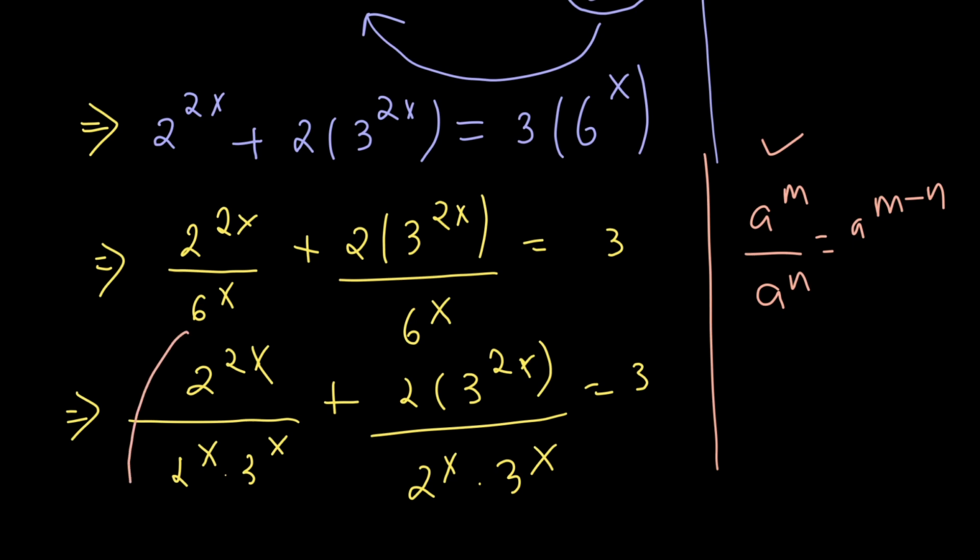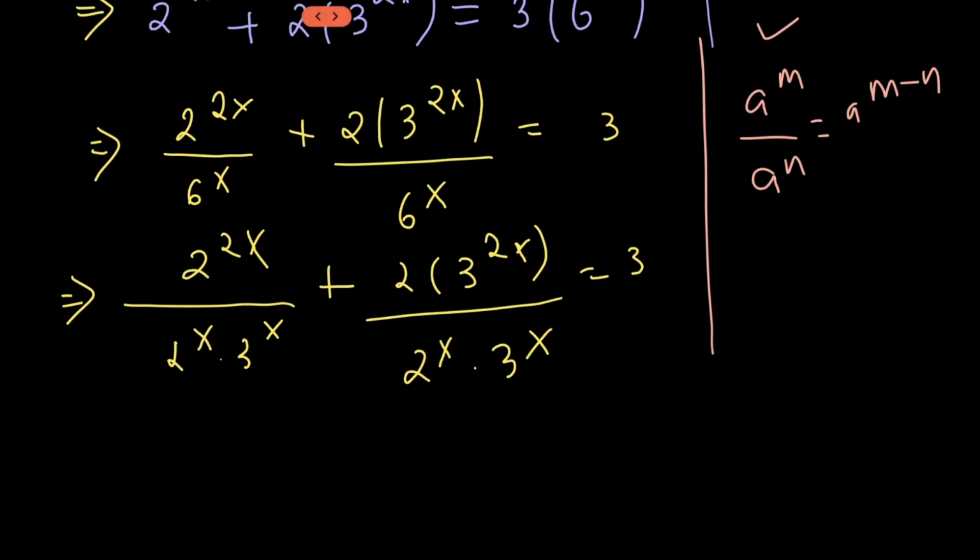We have 2 to the power 2x divided by 2 to the power x. The bases are same and the powers are different. And the similar pattern is present in this particular term. We have 3 to the power 2x divided by 3 to the power x. And the condition is fulfilled very nicely. The bases are same and the powers are different. So according to this exponential rule, the thing will turn out to be 2 to the power 2x minus x.